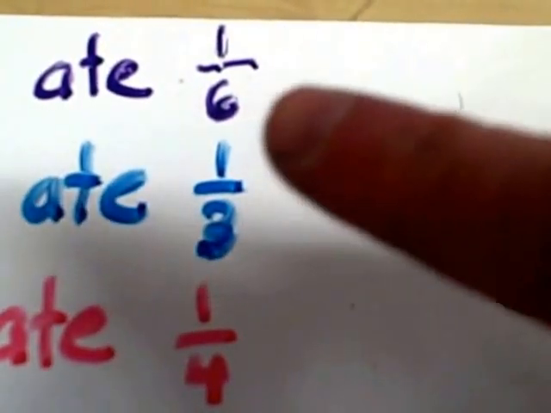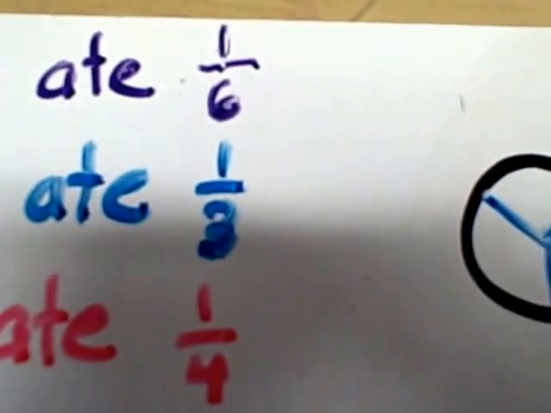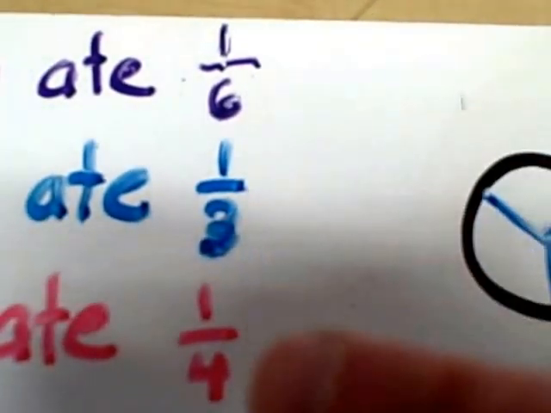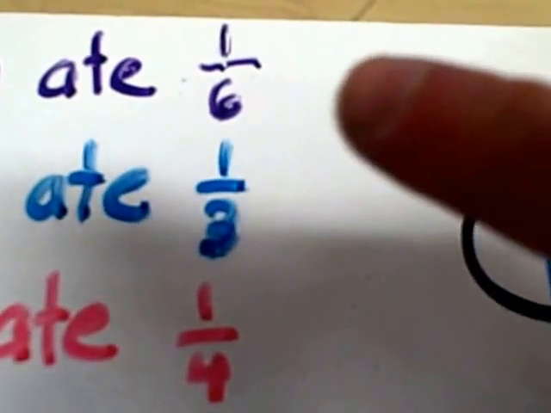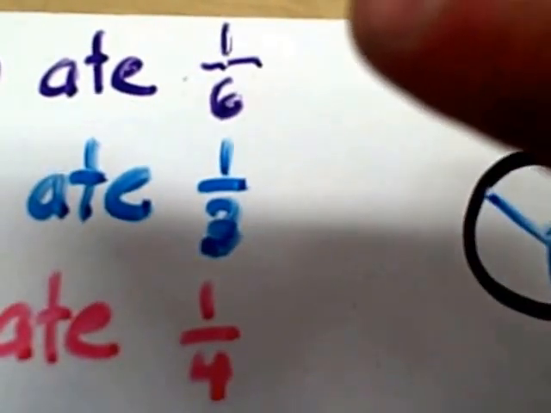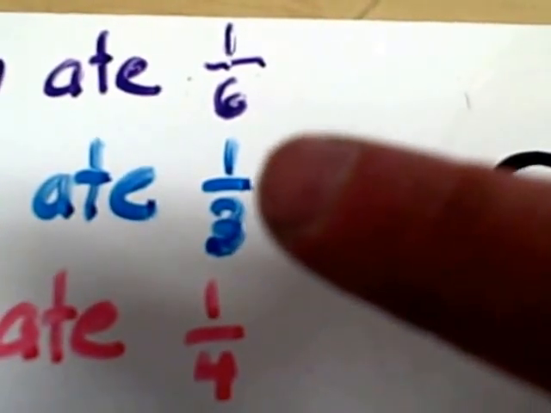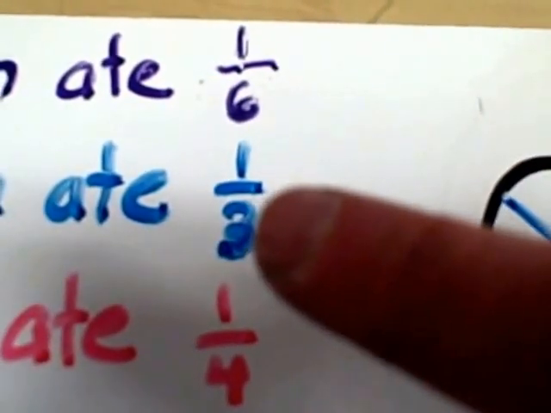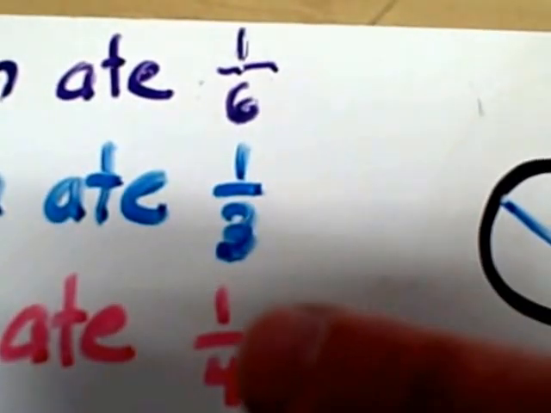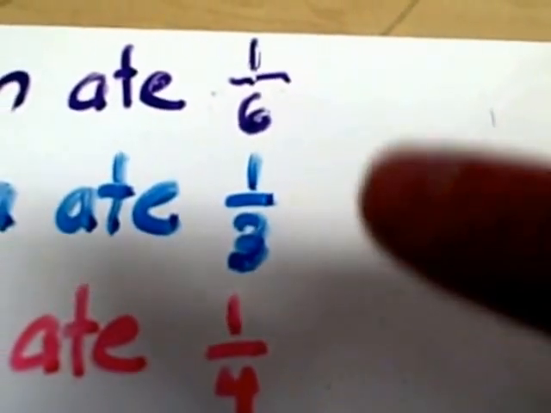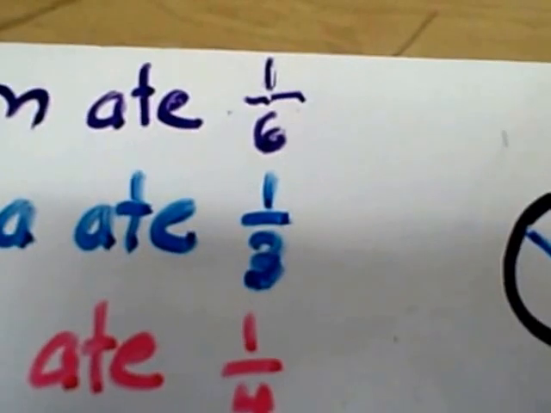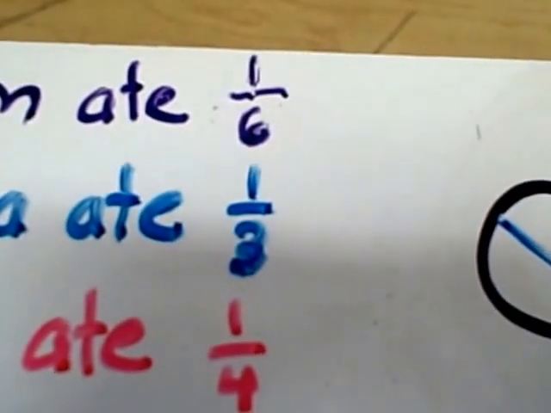6? Well, 3 and 6 go into 6, but 4 doesn't go into 6. How about 10? No, none of those go in. If you count by 6s, you get 6, 12. Wait a minute. If you count by 3s, you get 3, 6, 9, 12. And if you count by 4s, you get 4, 8, 12. So all three of these denominators, it appears, go into 12.